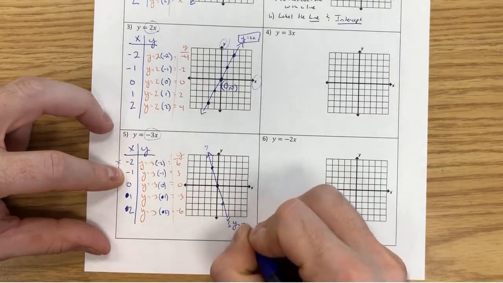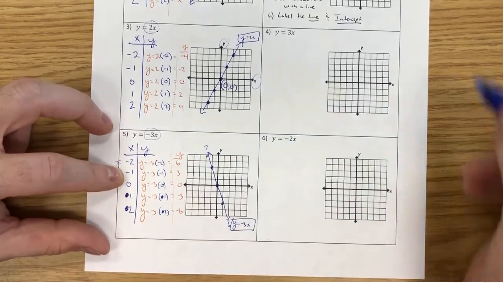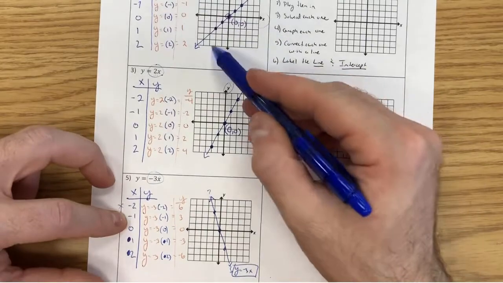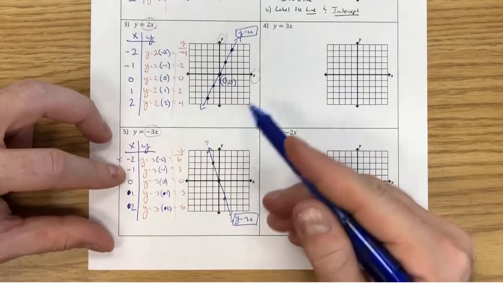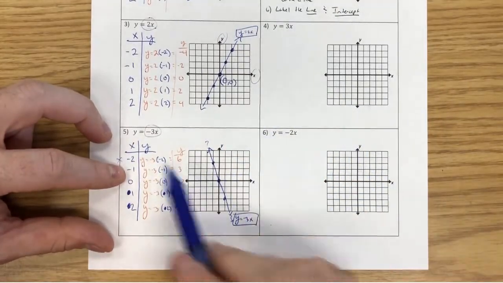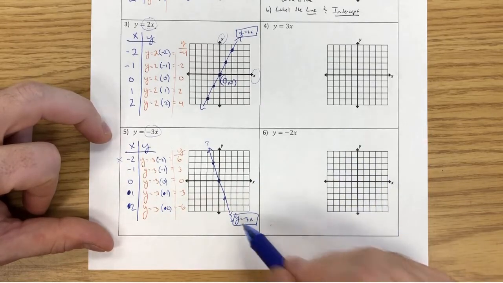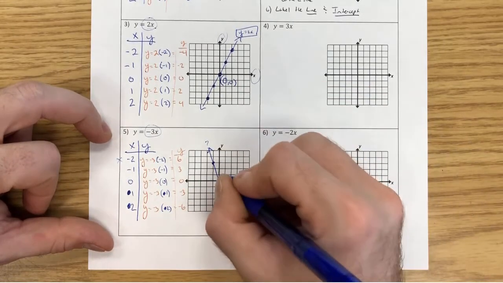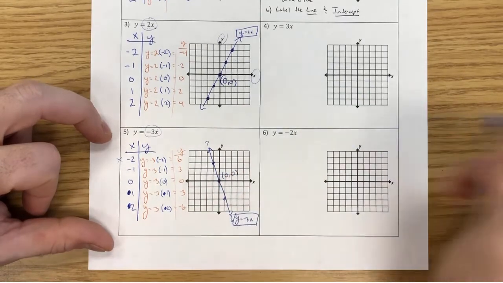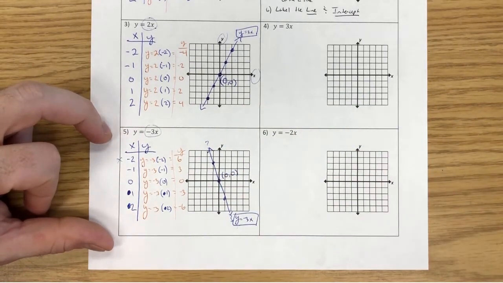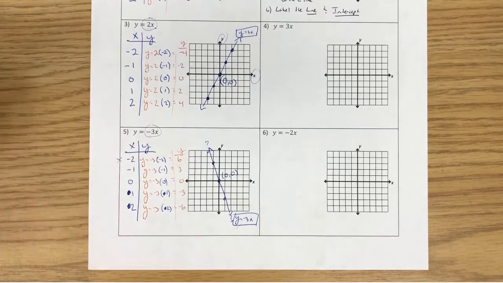Y equals -3x. That's not the only thing that's changed. Both of my previous lines were going up to the right. This time it's going down to the right. And again, that's because my slope coefficient is now negative. Let's see, I've labeled my line, now label my y-intercept. There we go.